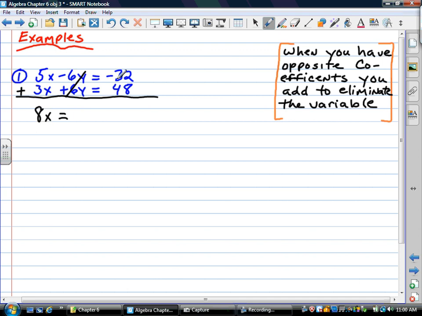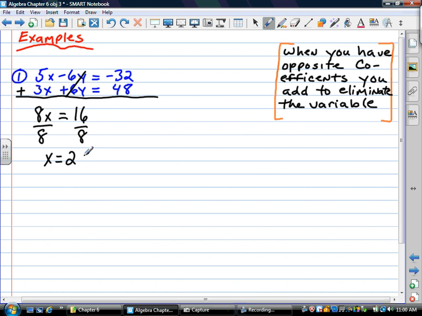But I also have to add the right side of the equation here. -32 plus 48 is going to give me 16. I get a nice simple one-step equation. I'm going to divide by 8 on both sides of that equation to get x by itself. X is going to be equal to 16 divided by 8, which is 2. All right, we're halfway done.